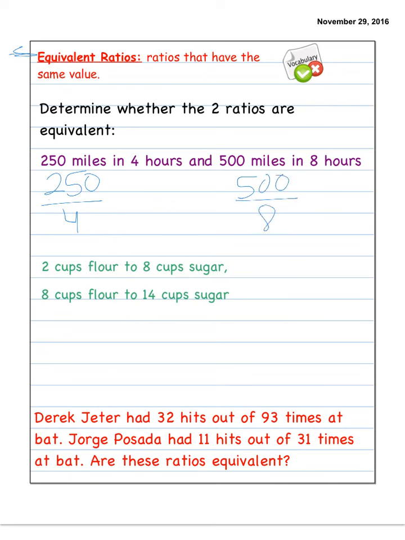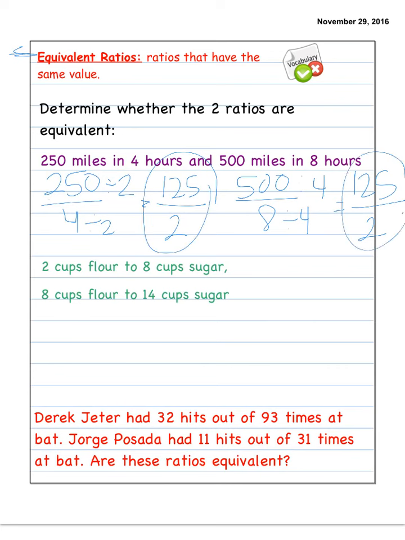Now we could get these both into simplest form and see if they equal each other. I know that they can both be divided by 2. 250 divided by 2 is 125 over 2, and that can't be simplified anymore. Now this one, they both can be divided by 4. 500 divided by 4 is 125 over 2. And now we see that these both equal each other, therefore they are equivalent ratios. So yes, they are.